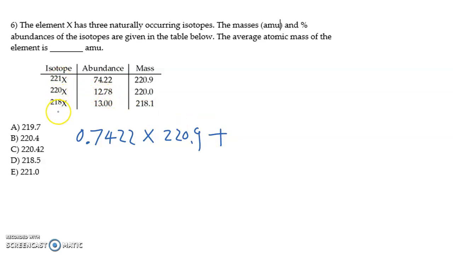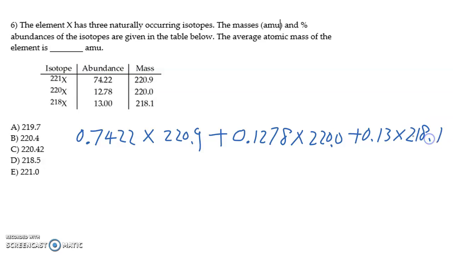See, over here we have 3 isotopes, and from the previous calculation of boron, we only had 2 isotopes. So we should expect to have 3 different terms here. 12.78%, I cannot just write 12.78. I have to put it in decimal form, that is 0.1278, and then multiplied by 220.0. And I would like to add the third term over here. It will be 0.13, so that will be 13% times 218.1.